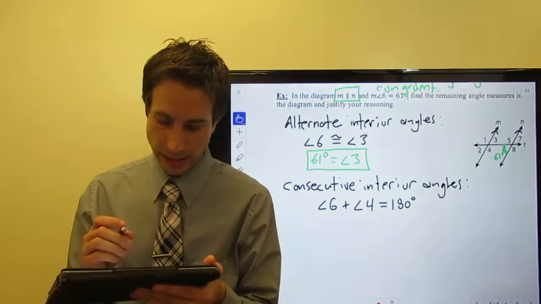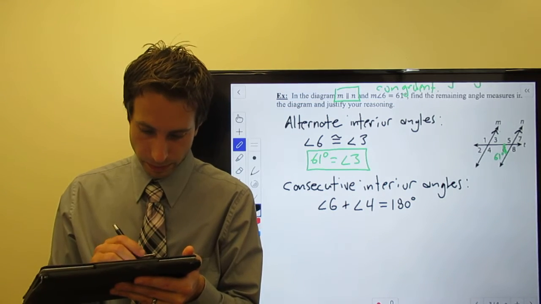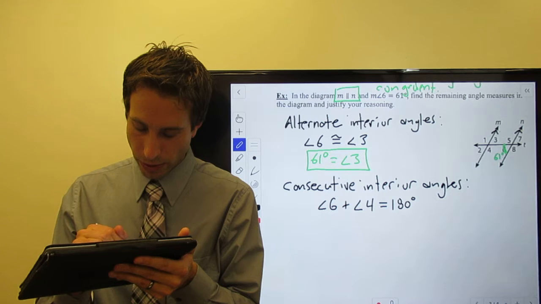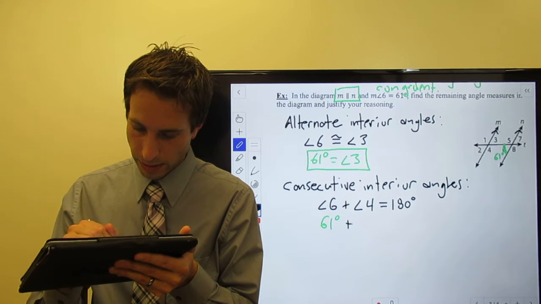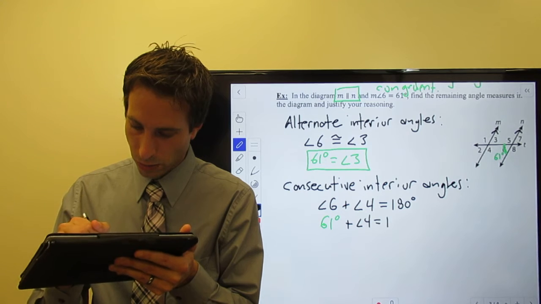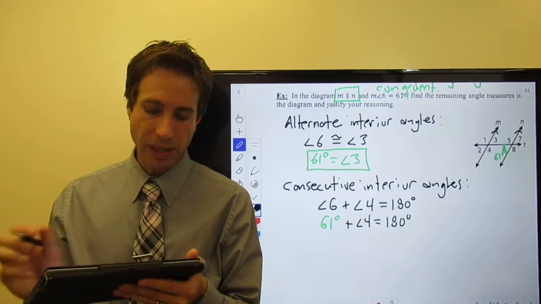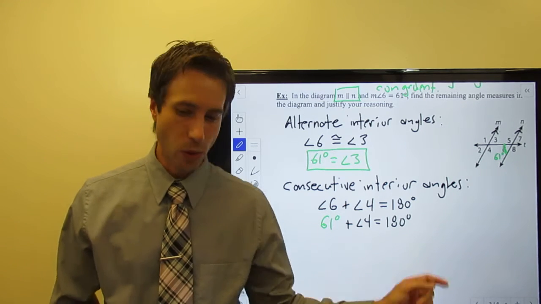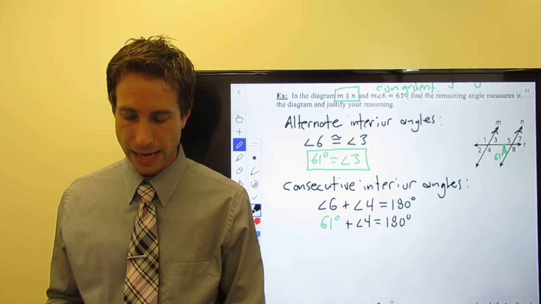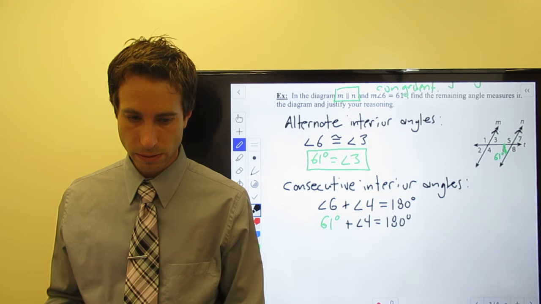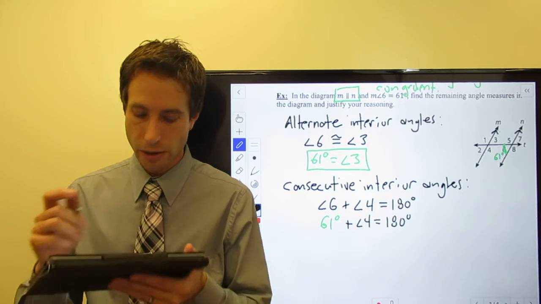Well, I already know what 6 is. 6 is 61 degrees, plus angle 4 equals 180. So I'm simply going to subtract 61 degrees from the other side, right? If I do that, I get 119.